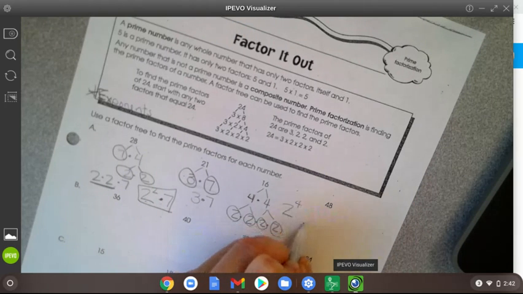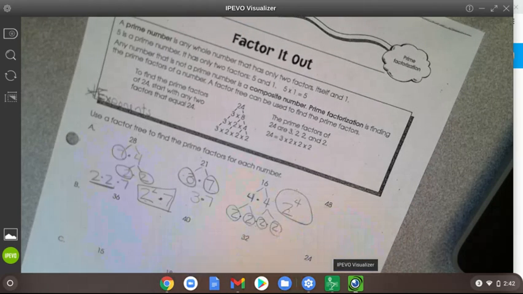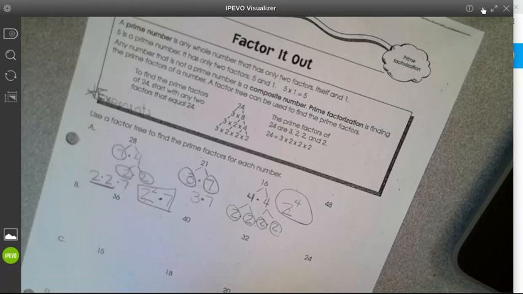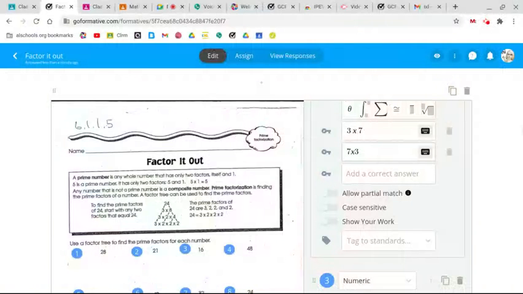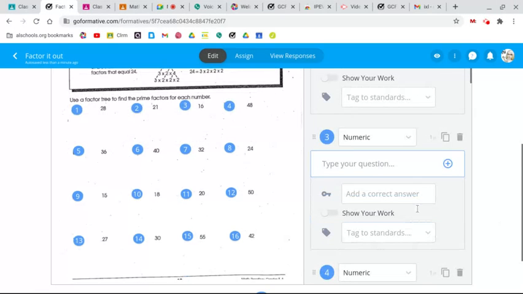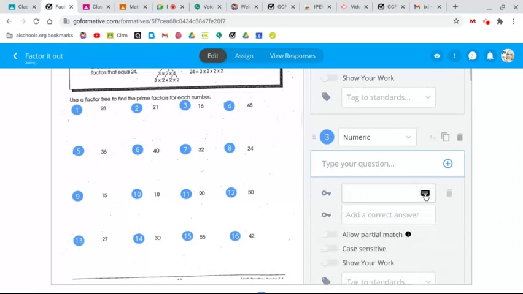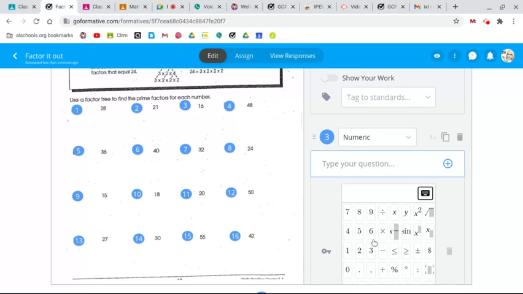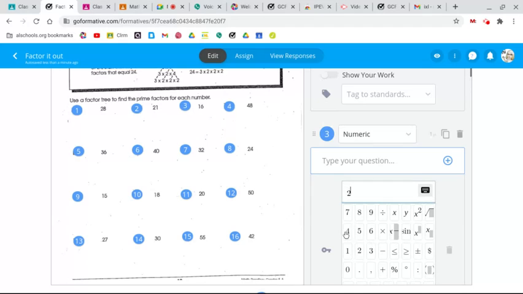Nothing else. So my answer, going back into my program, is 2 to the 4th power. There's nothing else hanging out with it. So I type in 2, the exponent key, 4. There you go. Those are 3 different ways you might see answers today.